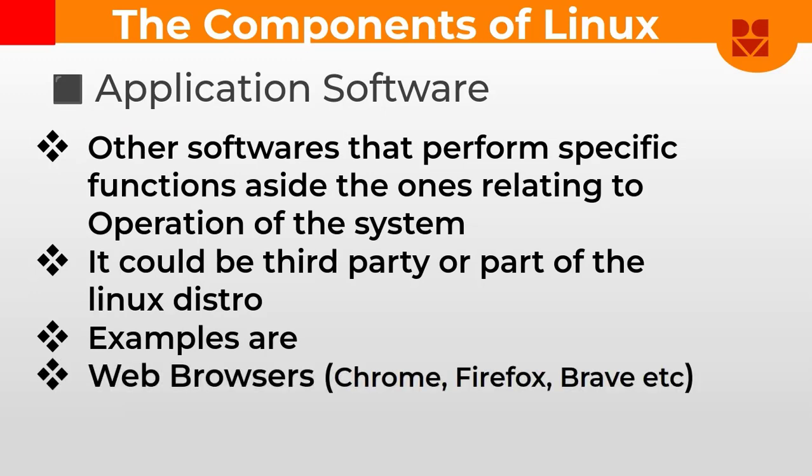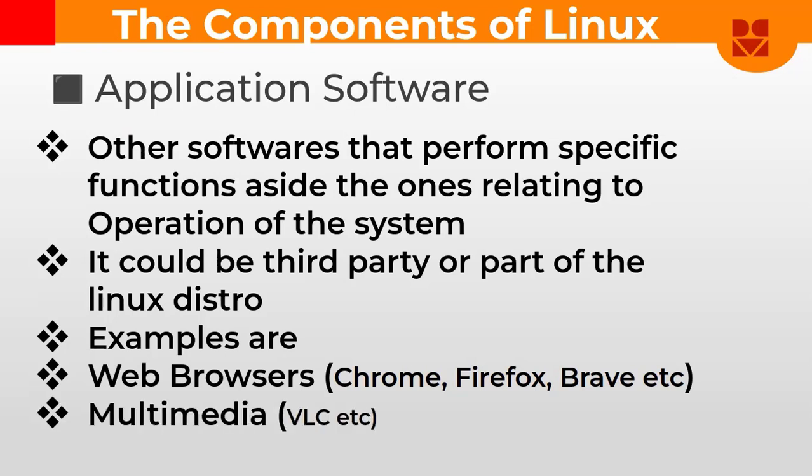An example is web browsers. These are software that help us to surf the internet, like Google Chrome, Mozilla Firefox, and Brave. Google Chrome is a third party. It doesn't come with Linux, but you can install it as third-party software. Firefox ships with most Linux distributions, so that one comes with Linux. It's part of the Linux distribution depending on the distro you want.